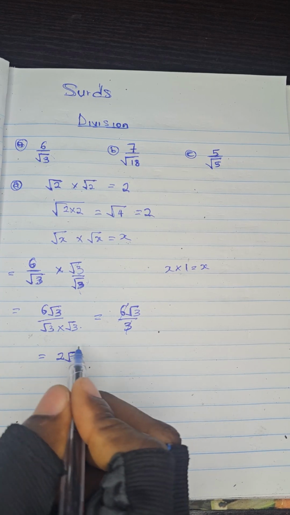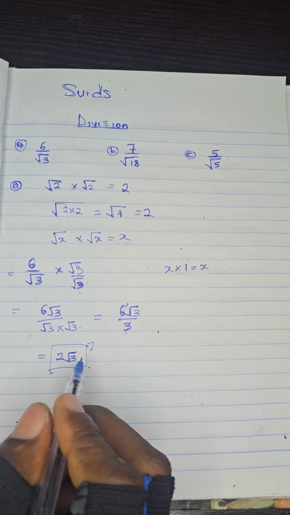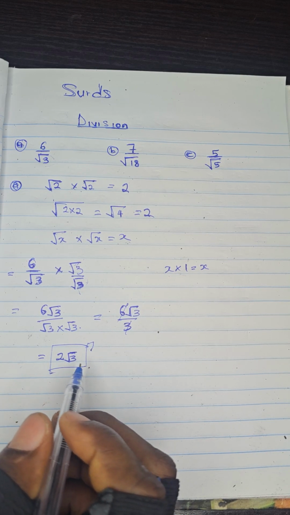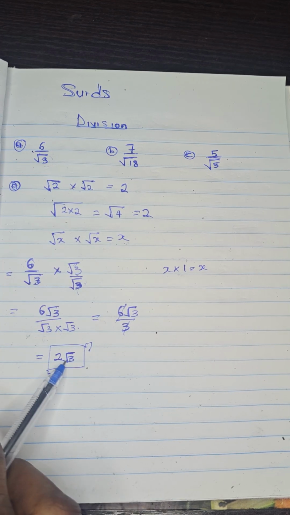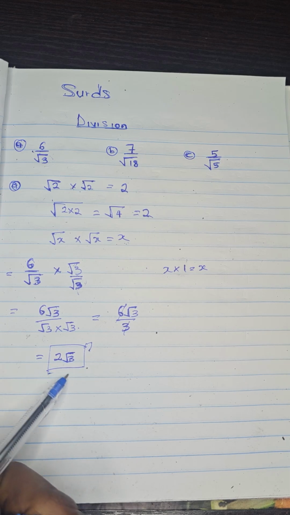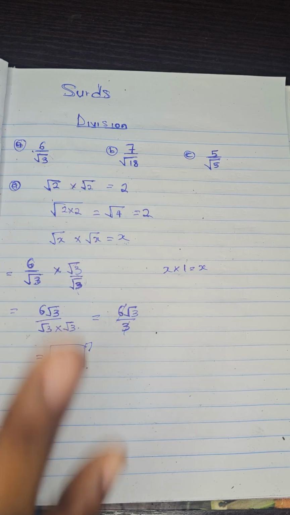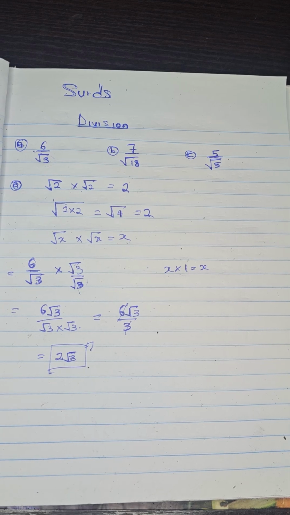Now, this is our final answer. If you are going to punch your calculator, this is an irrational number. You are going to find out that this is equal to this. But why do we prefer this? Because this does not have a denominator that is a surd. Now we have a denominator that is 1 in this case. So this is what we call rationalization, trying to remove the surd from the denominator.